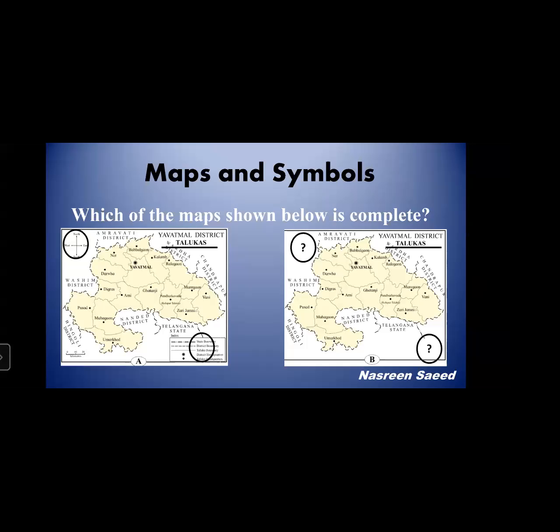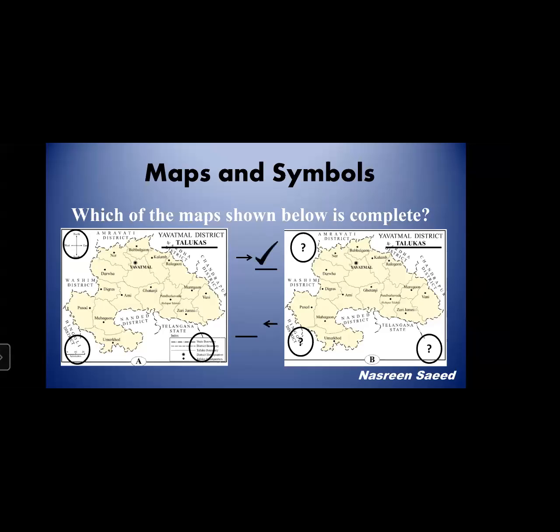Second is directions. In map A, direction is given. In map B, it is not given. Then the scale. In map A, it is given. In map B, it is not given. So, which map is complete and which is incomplete? The map which is having all the requirements like title, direction, scale, index, it is complete. So that is map A.